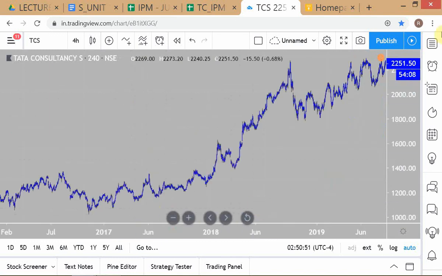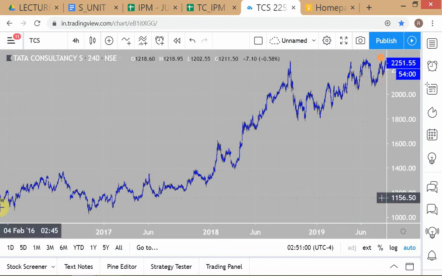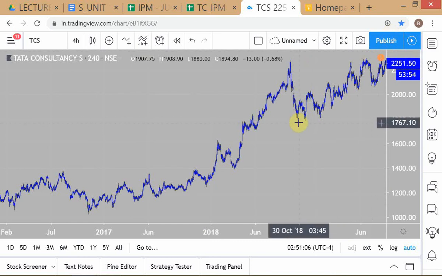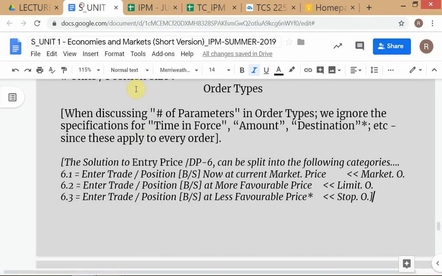Essentially, it's better to apply it on a longer term system, because in the short term there's a lot of noise. But essentially what a breakout trader does is, after going to a new high above 2300, let's say, if the market makes a new lower low, when there's a new low, let's try and understand this one system which we have here, which is the Donchian trading system.